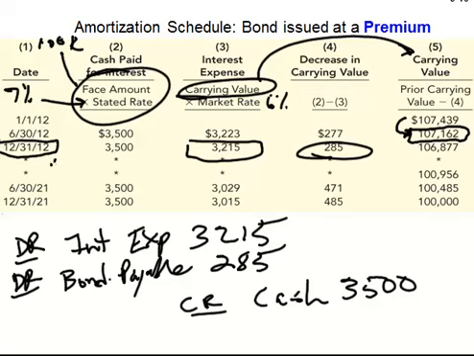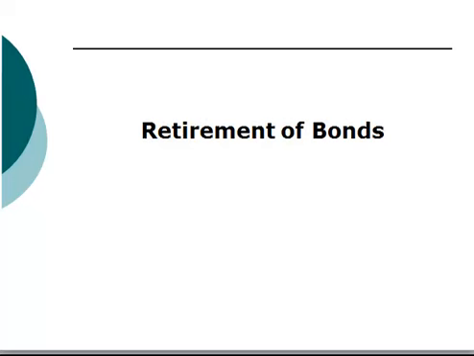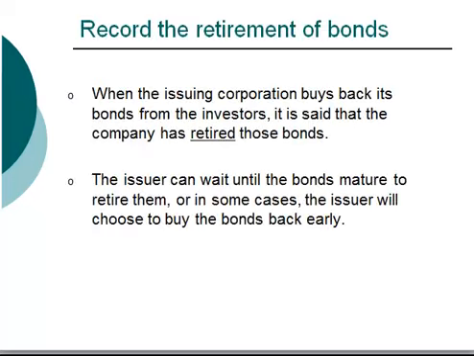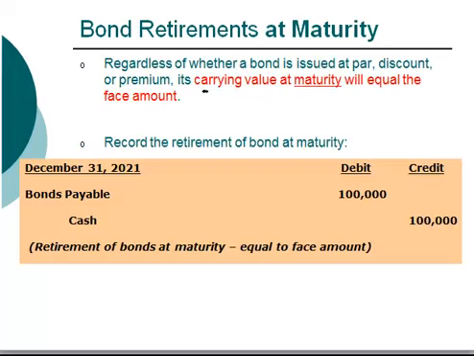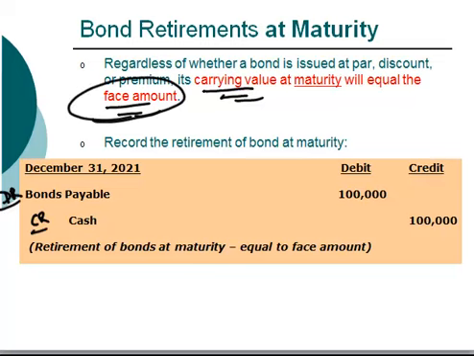Simply we'll repeat these steps at each of the next subsequent semi-annual interest payments, reducing our carrying value ultimately down to the face value. When we get to the end of the maturity, or perhaps even before, we will retire the bonds. A retirement of bond is the process of buying back the bond from the investors. If we wait until maturity, carrying value will equal the face amount. Our journal entry to record this retirement is straightforward. We will credit the cash and we will debit the bond payable for the face amount.